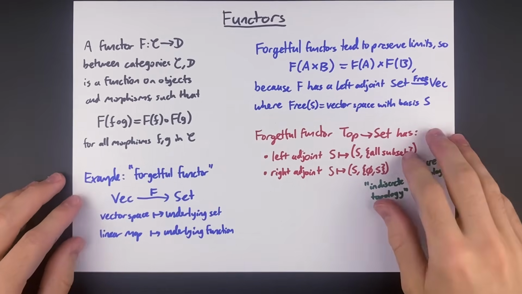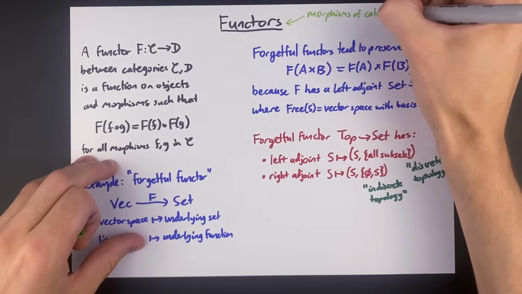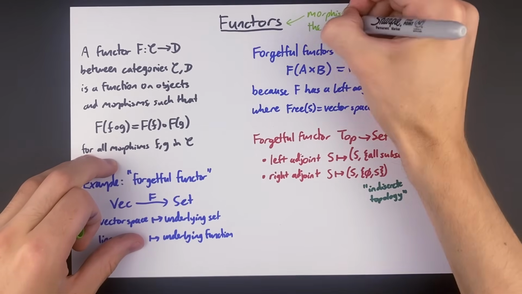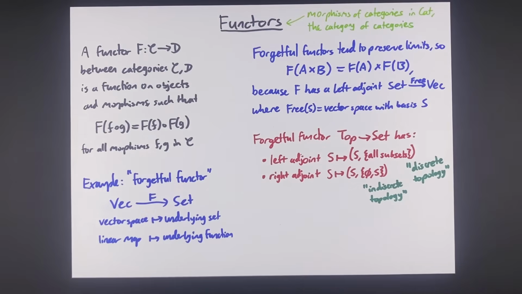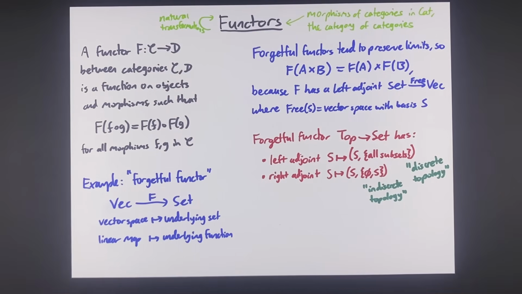So, you know, functors between categories. Those are kind of like morphisms of categories, right? Can we form the category of categories? We absolutely can, it's called Cat. But really we should be thinking of this as a 2-category, which is a special kind of category that has two different kinds of morphisms. This is because functors themselves have morphisms between them called natural transformations.